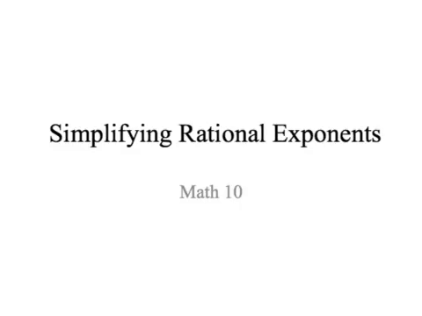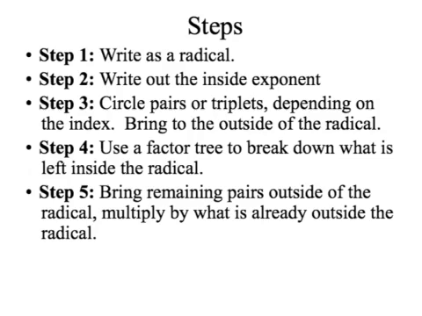Alright, so we have learned how to write rational exponents as radicals, so now we need to learn how to simplify them. Your steps for simplifying: first, you need to write it as a radical. Step 2, if you have an exponent on the inside, you want to write out each part. So if it's 2x to the third power, and this is inside the radical, you want to write it out as 2x 3 times.